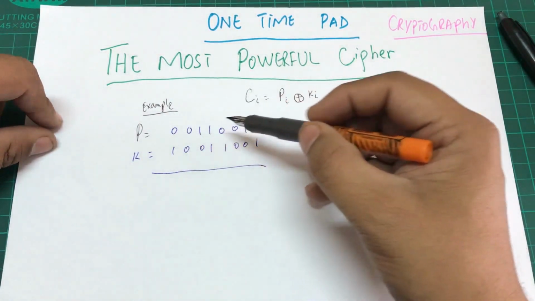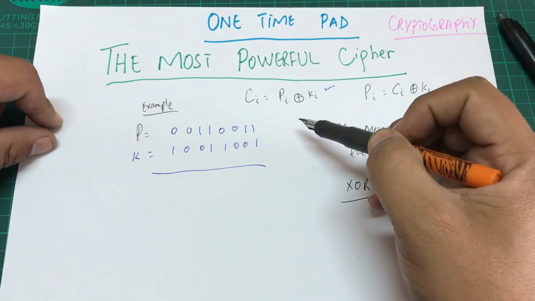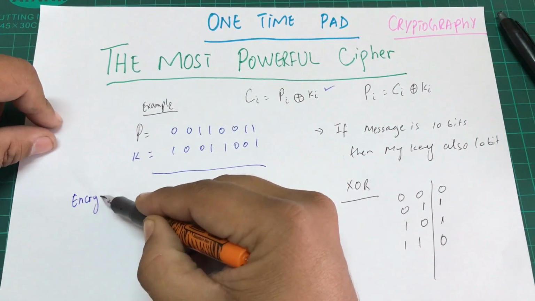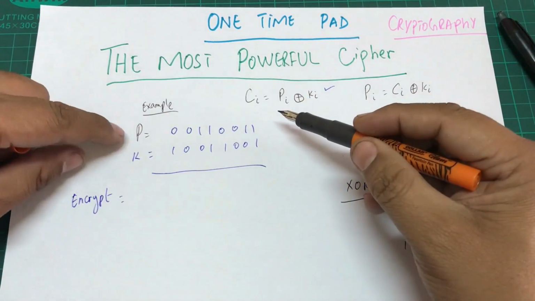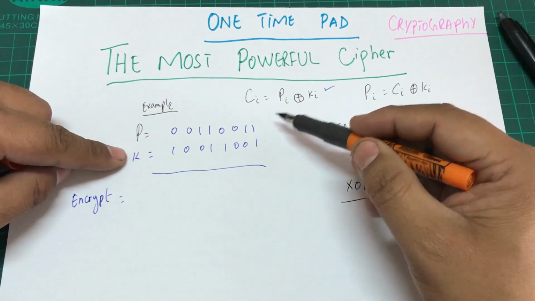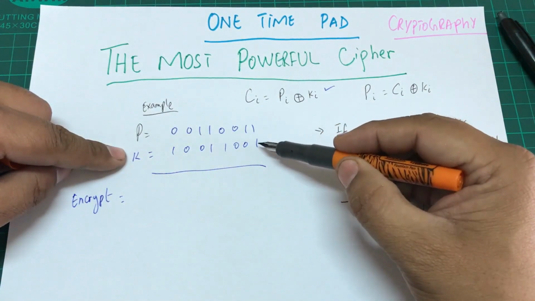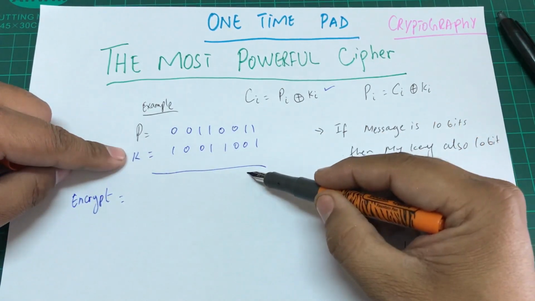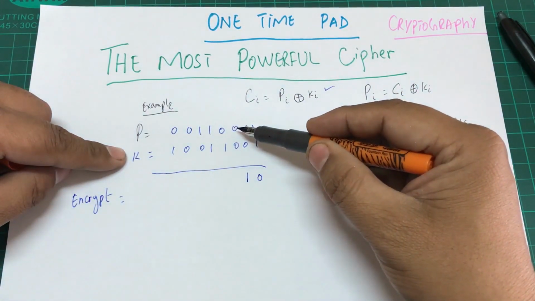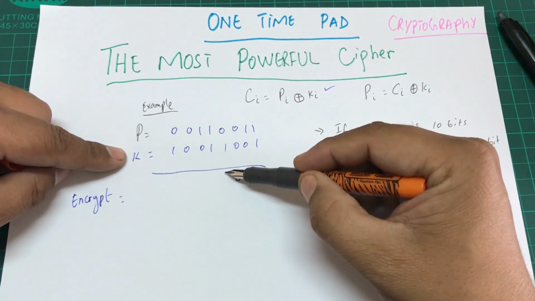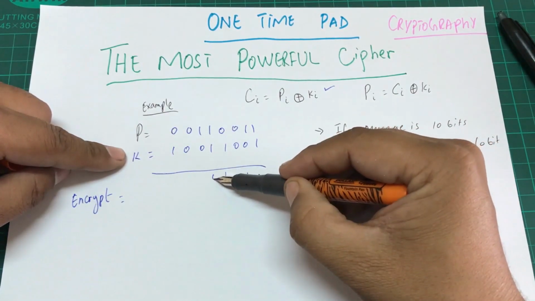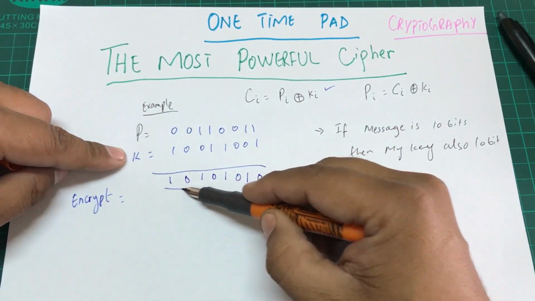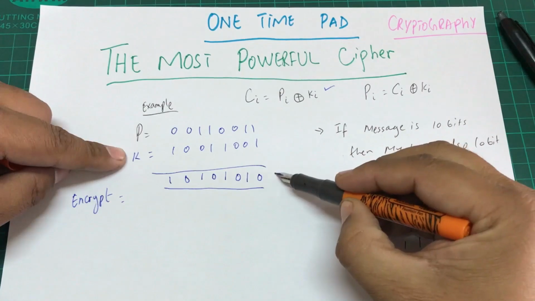So what I'm going to do is simply XOR it. Let's encrypt. I'm going to take my plain text and my key and XOR them. So 1 plus 1 is 2, 2 mod 2 is 0, 1 plus 0 is 1, mod 2 is 1, 0 plus 0 is 0, 0 mod 2 is 0, 1 plus 0 is 1, mod 2 is 1. This is 0, this is 1, this is 0, this is 1. So this is my encrypted data.